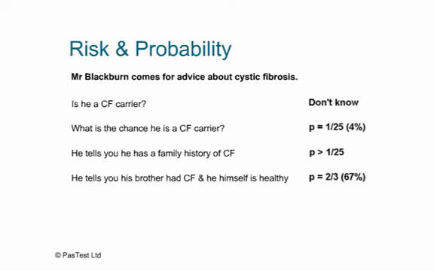Of course then, as things happen in the clinic sometimes, Mr. Blackburn pulls out of his pocket the letter from the DNA lab and shows us his positive carrier test result, which shows that he is in fact a CF carrier and a mutation has been identified from his blood sample. And so now we know that the probability of him being a CF carrier is 1. This is no longer a matter of uncertainty. We know for sure because we've seen the blood test result.